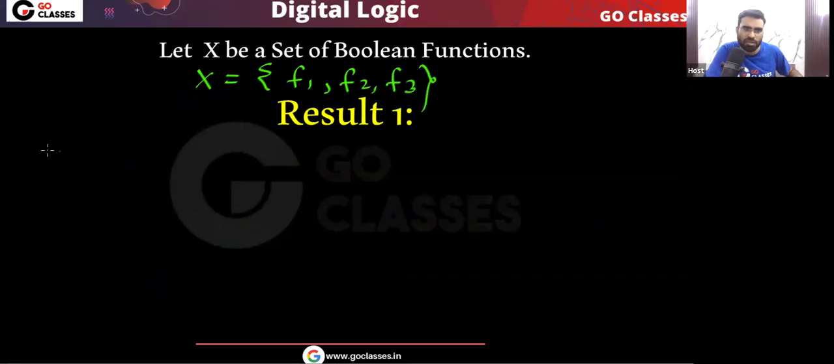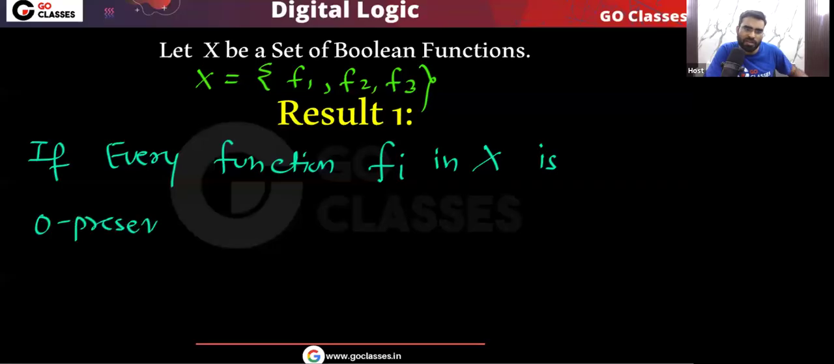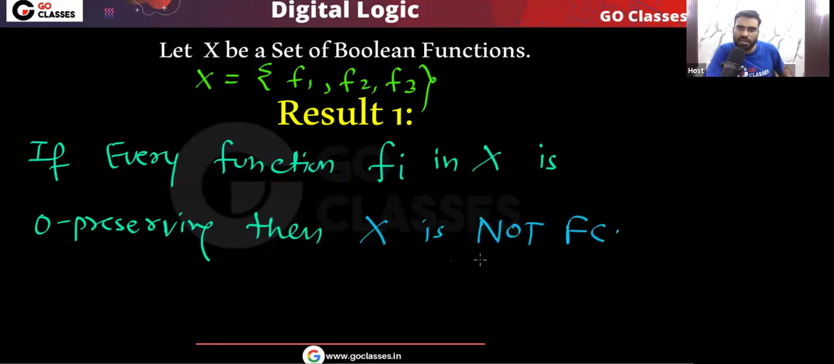Okay, now you can see that if every function fi in X is zero preserving, then what will happen? Then X is not functionally complete. Yes or no? Very simple theorem.